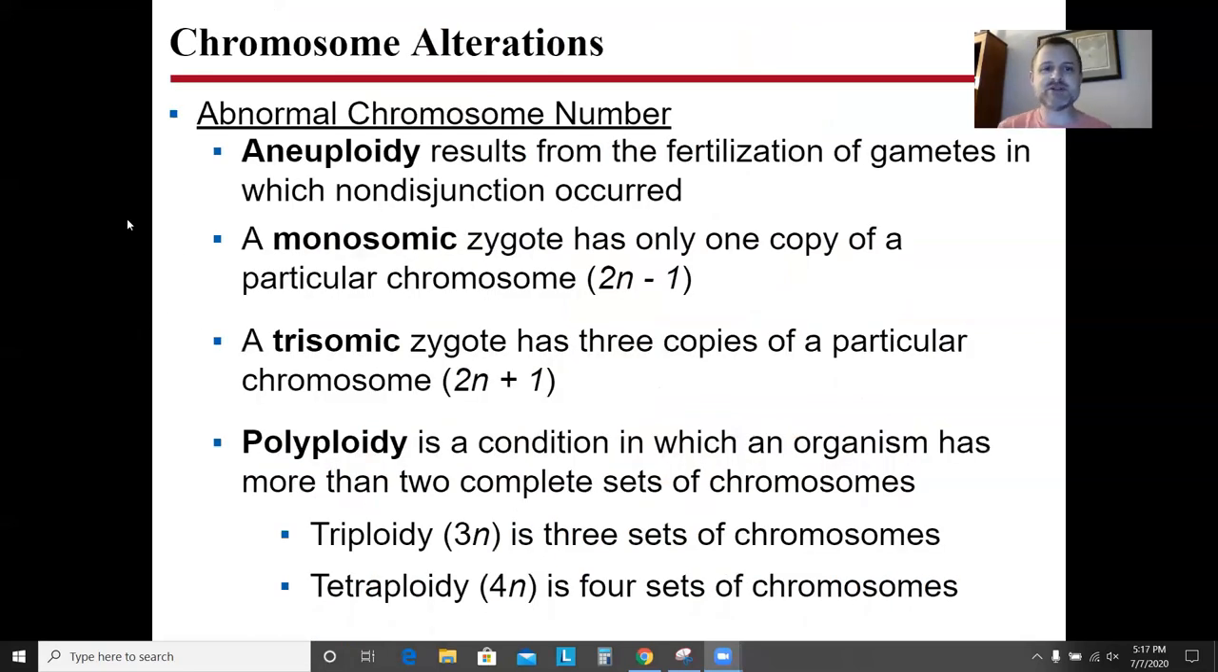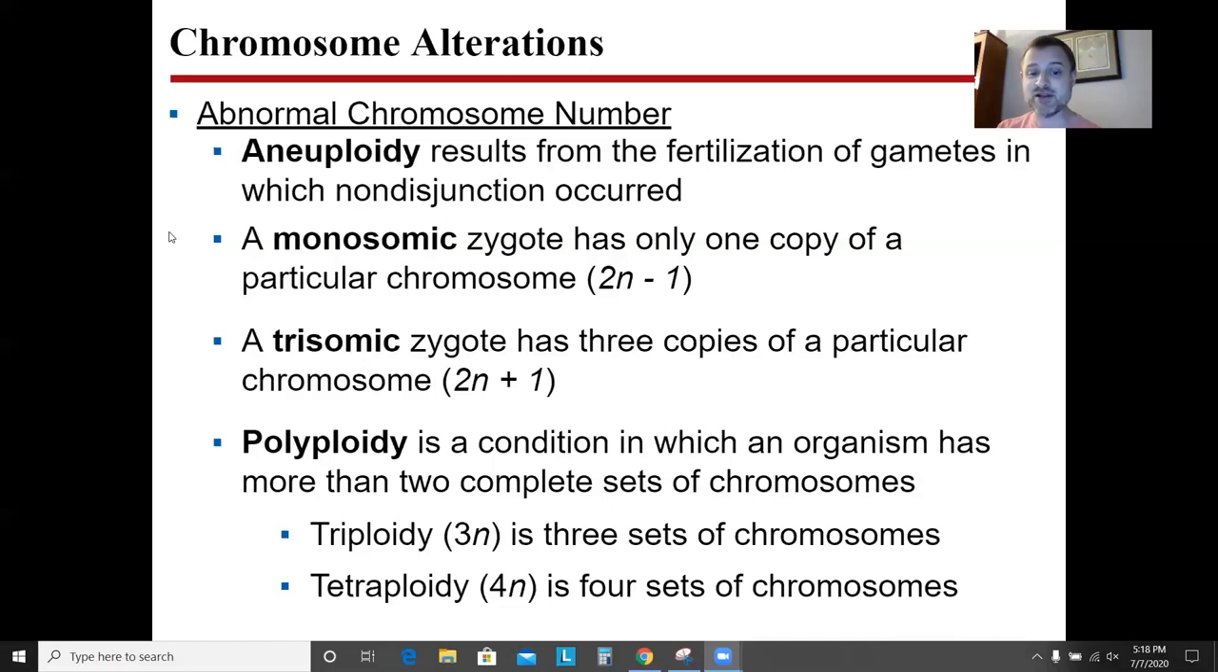Same diagram. These are just some fancy words. Aneuploidy is just what you call it when you get gametes when non-disjunction happened. A monosomic zygote has one too few chromosomes. So for humans, it would be a zygote that has 45 chromosomes, which is 2n-1. Trisomic is when you have an extra one. So for humans, it would be having 47, like Down syndrome, which we'll discuss in a minute. 2n+1. Polyploidy is when your cells are diploid, so that's normal. Triploid would be 3n. Tetraploid would be 4n. Animals can't handle that. That zygote would die.